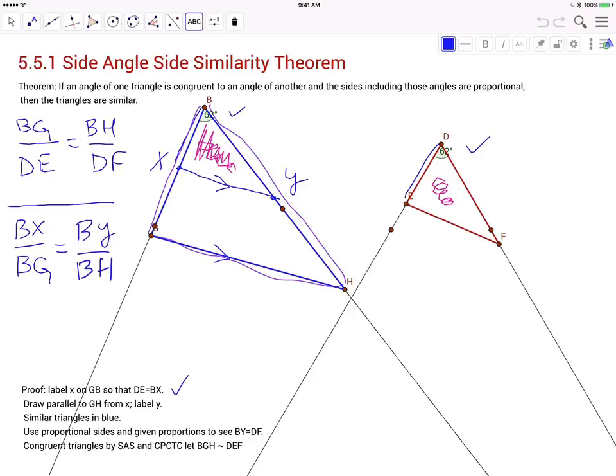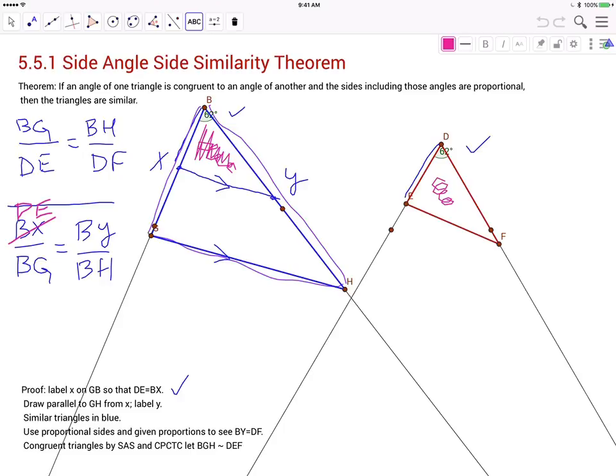But from experience, we know that DE and BX are the same. So DE is the same as BX. So DE relates to BG the same way that BY relates to BH.